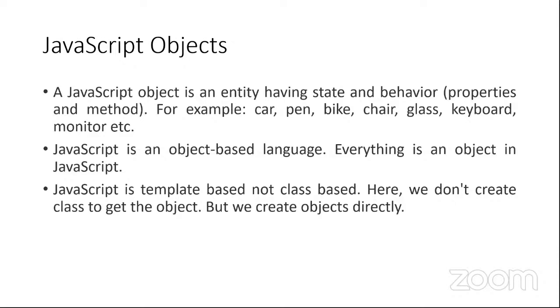Remember, right? Here, we don't create a class to get the object. How do we create objects? We create objects directly. That is the difference between class based and not class based, JavaScript and other programming languages. Hope it's clear about objects. An object is just an entity which has some characteristics: state, behavior, and identity. And we represent these characteristics in the form of properties and methods.